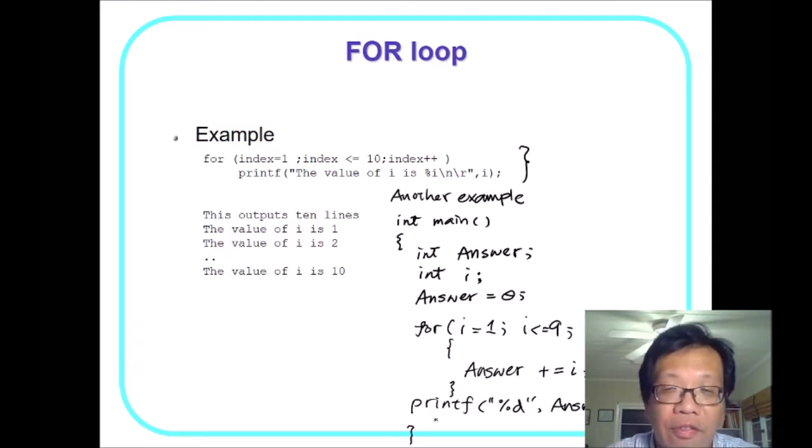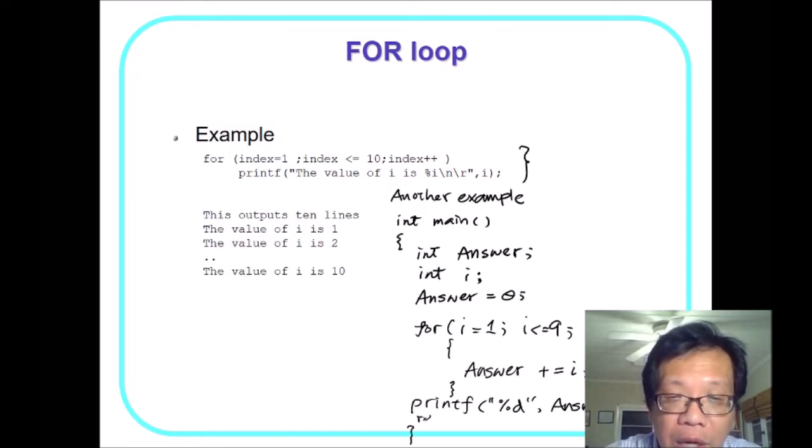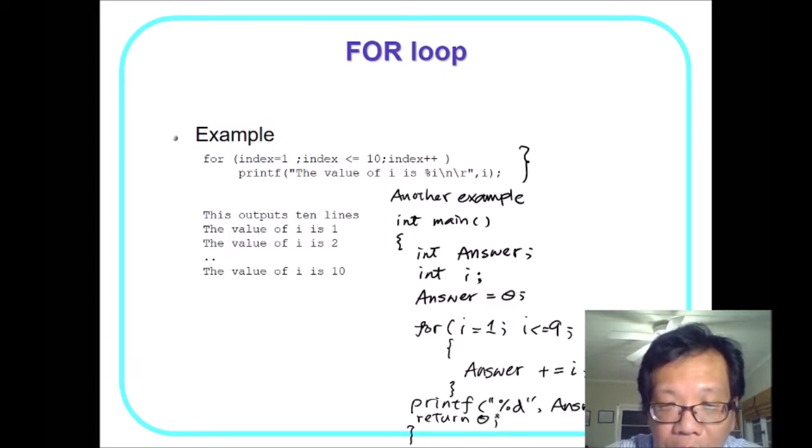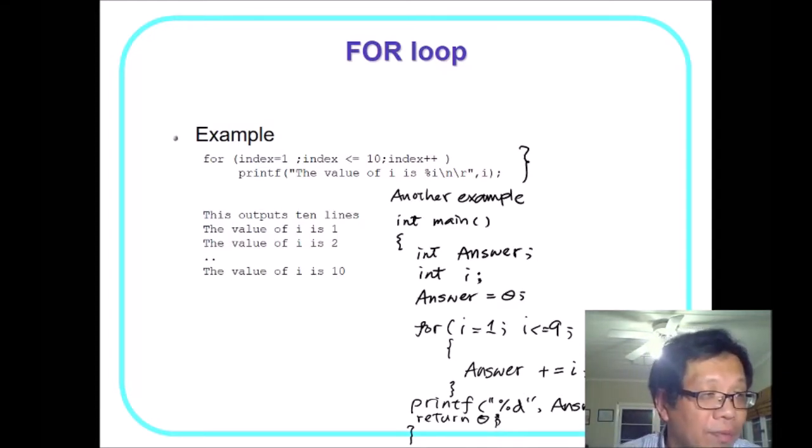But I still forgot something, because I need to terminate my program. Before I terminate everything, I need to respond to the system. So over here, I'm going to use return 0 for the whole program. That is something you need to remember.